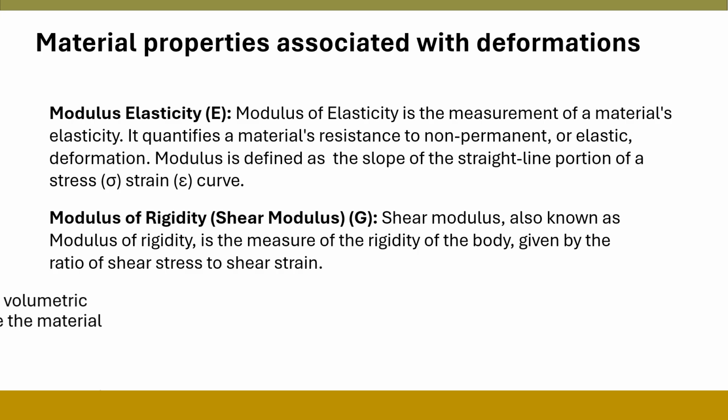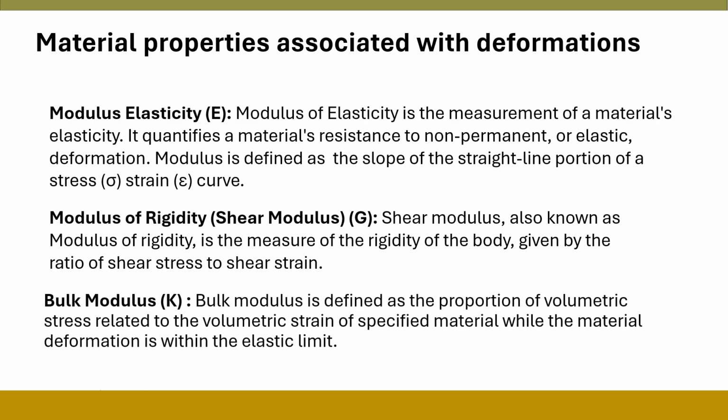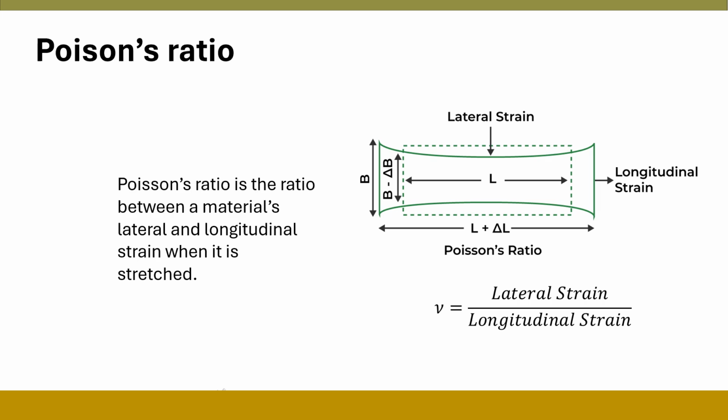Bulk modulus is defined as the proportion of volumetric stress related to the volumetric strain of a specified material while the material deformation is within the elastic limit. Another important property to consider is Poisson's ratio. This material property describes the relationship between axial strain and lateral strain when a material is subjected to uniaxial stress. It is a dimensionless constant named after the French mathematician and physicist Simeon Denis Poisson.